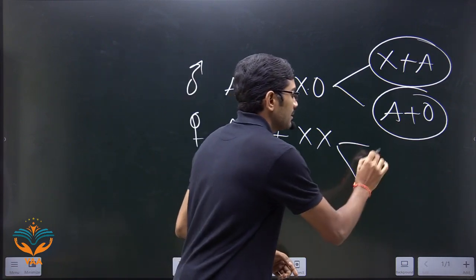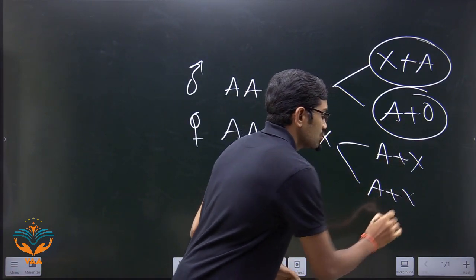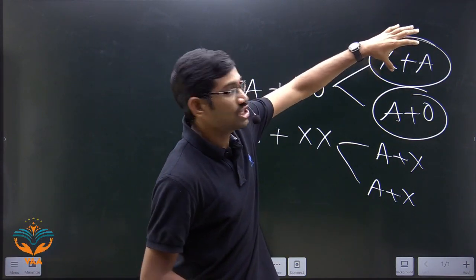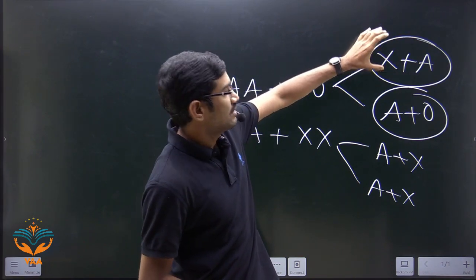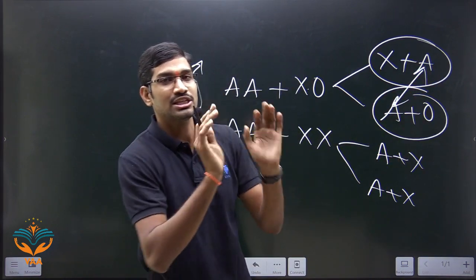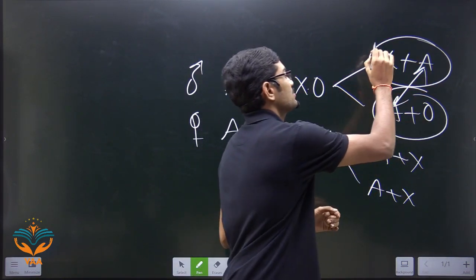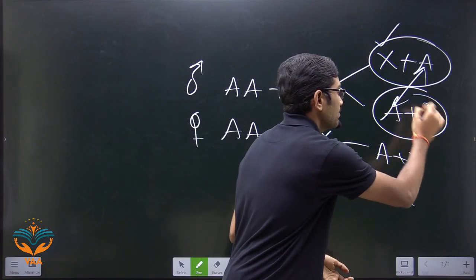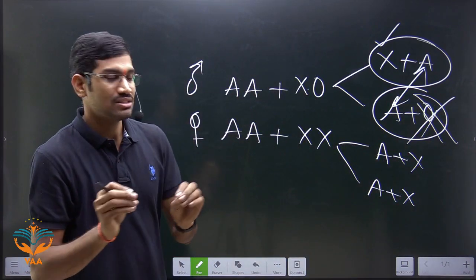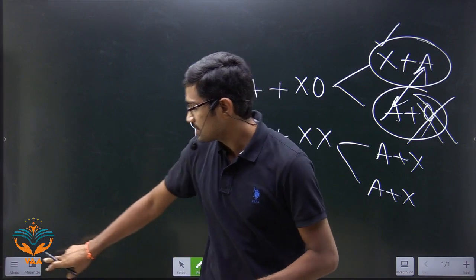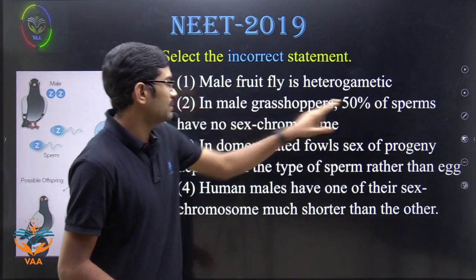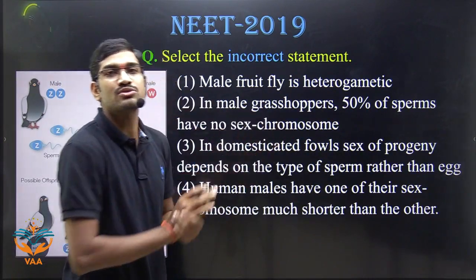But in the case of a female, A plus X and A plus X. So females are homogametic and here males are heterogametic. And very important point is, in the case of grasshopper males, number of autosomes is same in both of them. With respect to sperms we are talking. But 50% sperms are having one sex chromosome, but remaining 50% do not have any sex chromosome. Okay, they are not having any sex chromosome. So this is the point that they are actually saying there. In male grasshoppers, 50% sperms have no sex chromosome. So this is also correct statement.